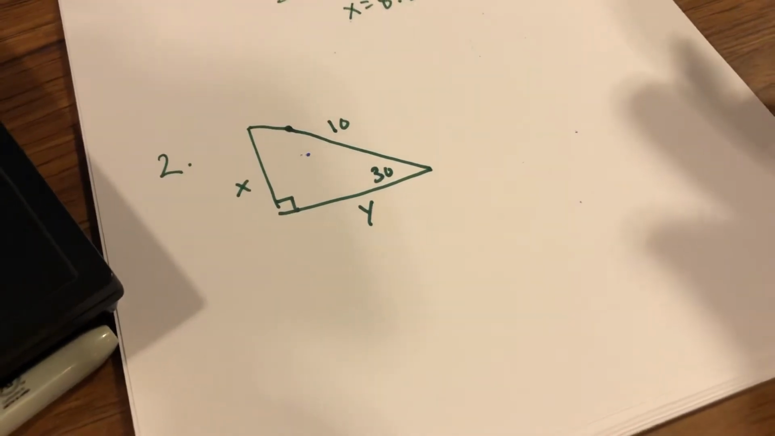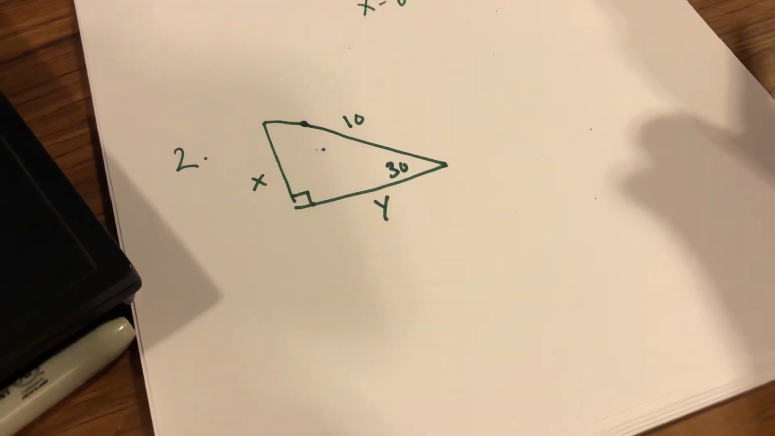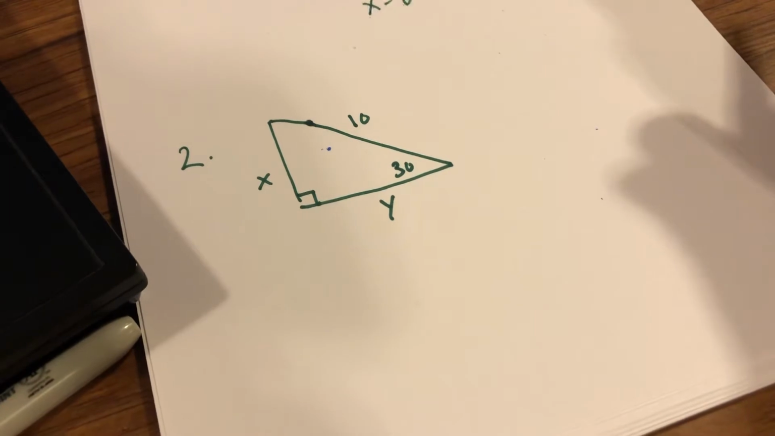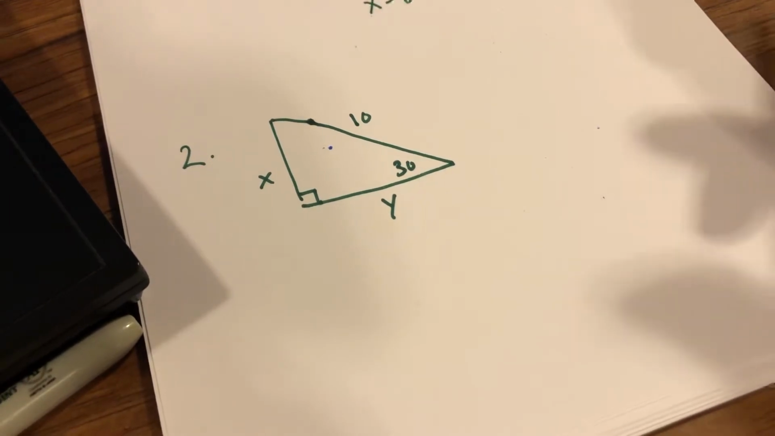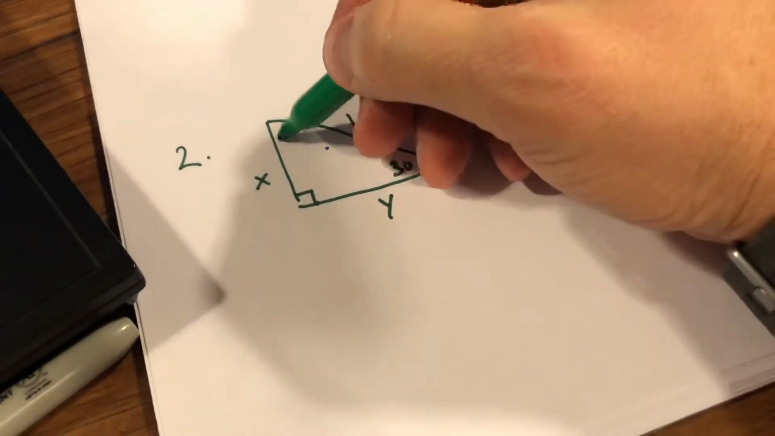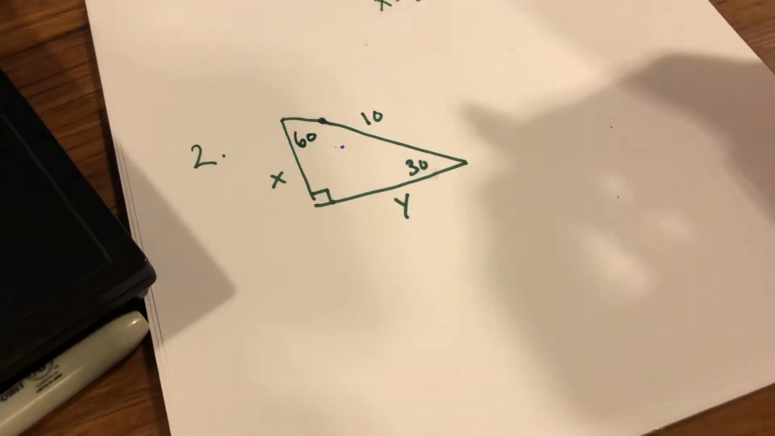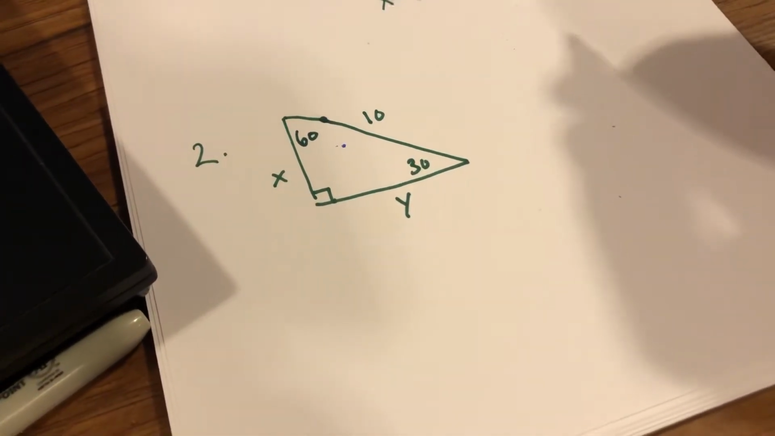Okay, for number 2 now on the review, we are again solving for x and for y. In this particular problem, again, it is a special right triangle. It's a 30, 60, 90. So I could utilize my 30, 60, 90 rules.